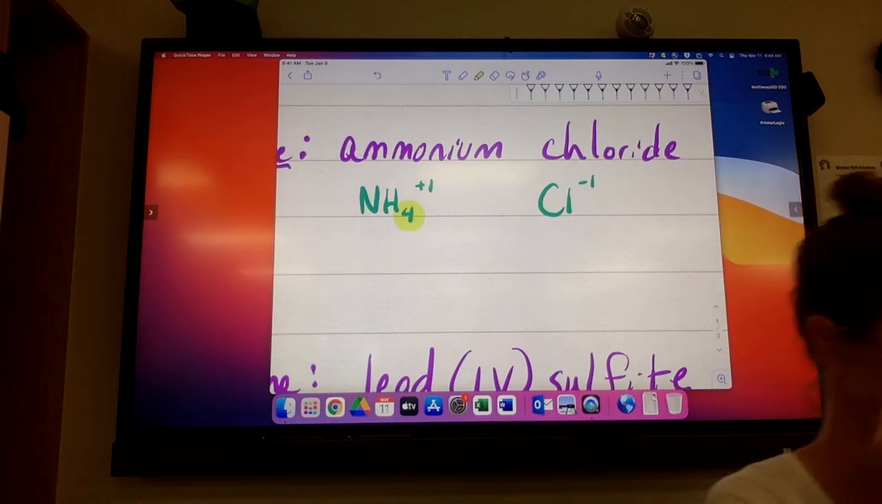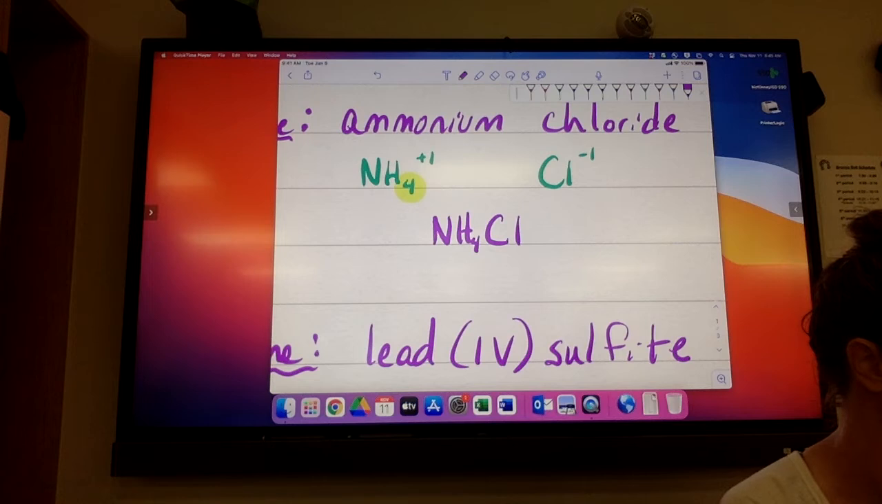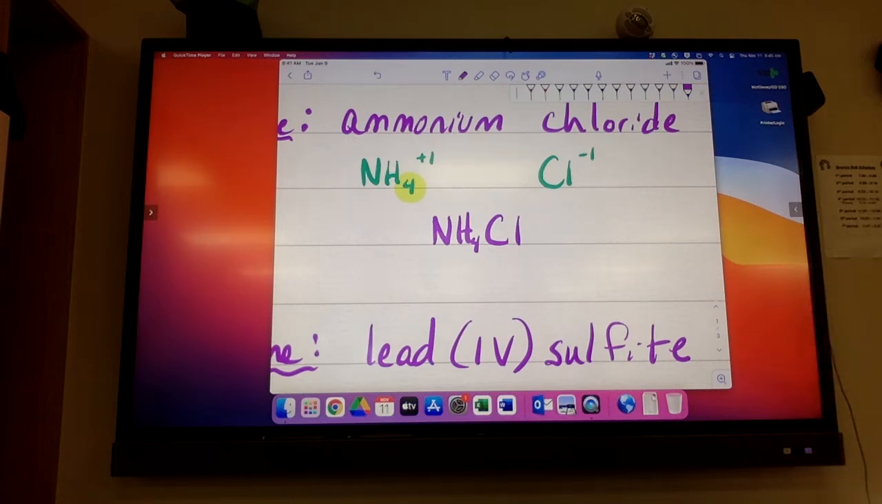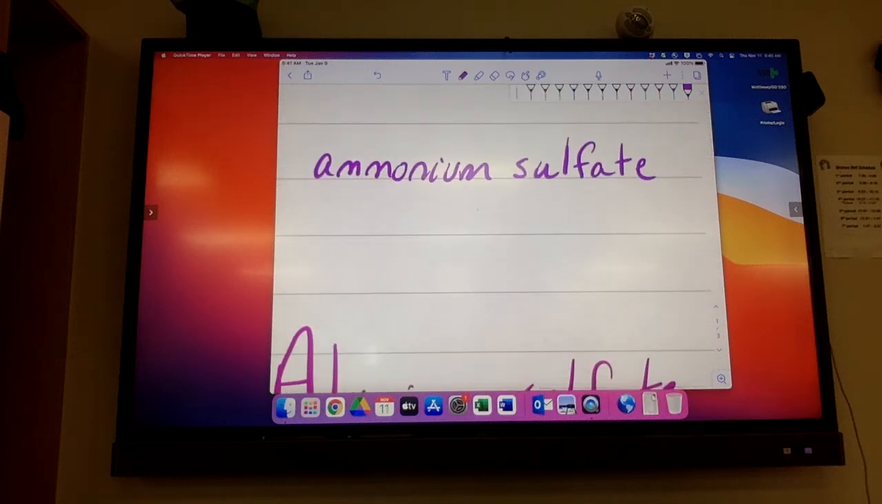Okay? All right. So you just look at the charges to see how many of each you have. And you need just one of each of these, right? You don't need to do anything to it. And so you just write it out. NH4Cl. Yes? Not bad? Let's do one more. Ammonium sulfate.